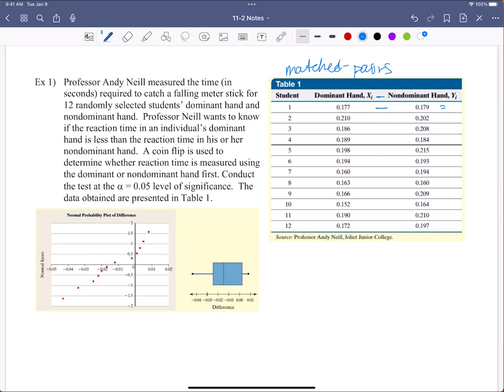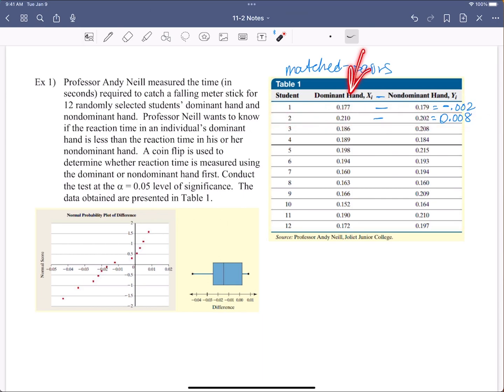On your handy dandy calculator, 0.177 minus 0.179, what's that going to get you? I'm going to scoot this equal sign over a little here, because I'm going to put my values right in here. I'm going to put negative 0.002 and do it for all of them, right down the line. 0.210 minus 0.202 is 0.008, right? So student 1 is independent, student 2 is also independent.